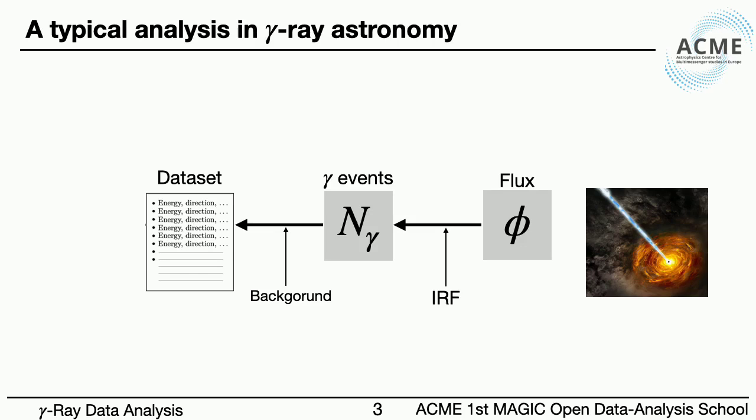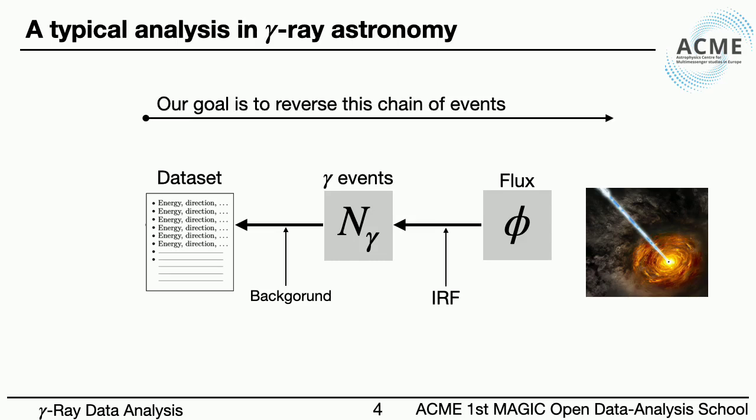When we want to analyze data, what we usually have is a dataset of events. Each event corresponds to a signal recorded by the instrument, but not all of them are gamma rays. Some are background particles like protons or muons. Those gamma rays that are present in the dataset might come from an astrophysical source, which we were able to record via the instrument's response function of the telescope, usually denoted with the abbreviation IRF.